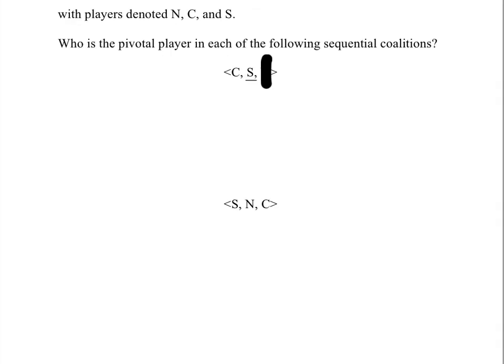In the same way, we can look at a different sequential coalition, S, then N, then C, and carry out the same analysis, looking just at S and asking, does S alone have enough votes to win? No, S does not. Therefore, we look at S and N and ask, is there large enough total weight to win? Yes, S and N together form a winning coalition, which S alone did not. Therefore, N is pivotal in this sequential coalition. N is the one whose arrival on the scene makes all the difference.